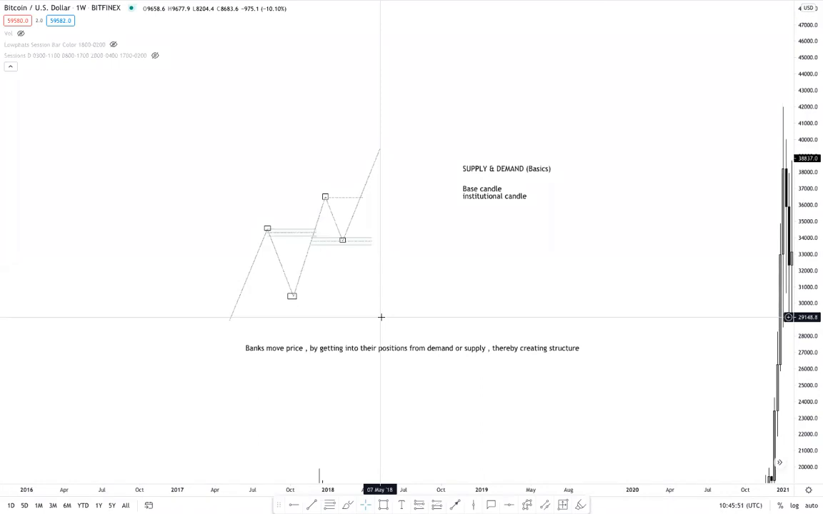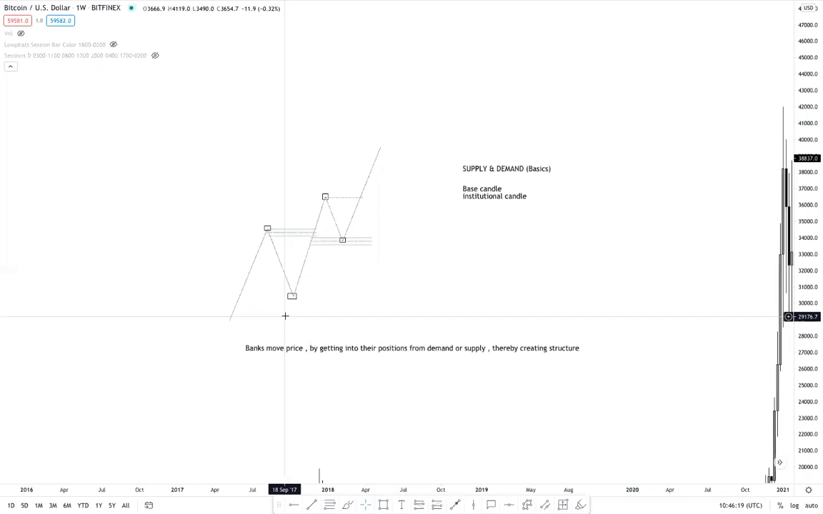You guys see something up here where I'm saying banks move price, right? Think about it this way: we as traders are retail traders, and we only make up a small percentage of the financial market, because we don't move price, we don't control price. The people who control price, who create price action, are the banks.